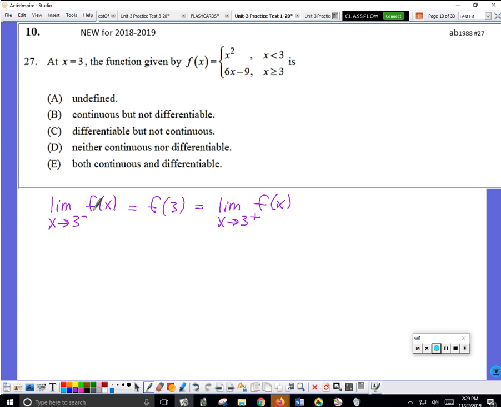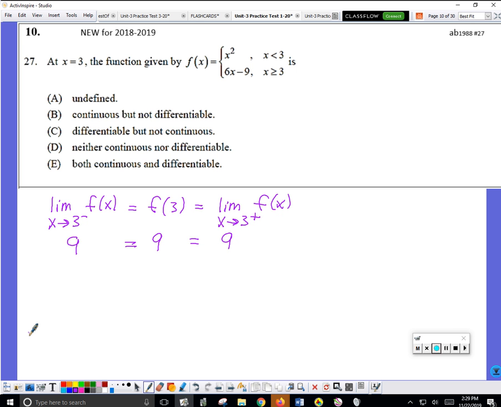Okay, so you start with finding the limit from the left. So you're going to use the x squared because it's less than 3. So that's going to be 9. And then for that one, you use the second, 6x minus 9, and that's going to be 9. And then the last one is going to be 9. So the conclusion is? It's continuous. The function is continuous at x equals 3.